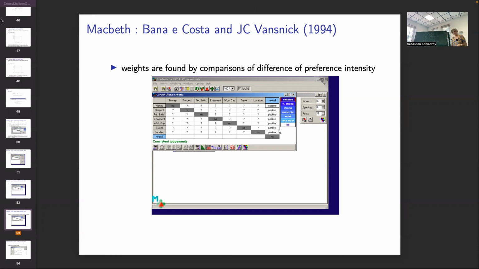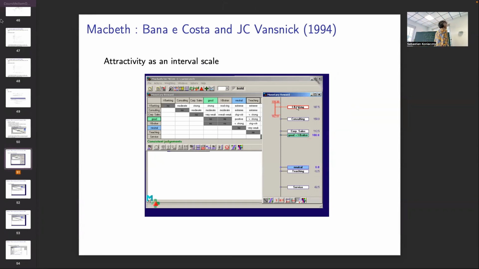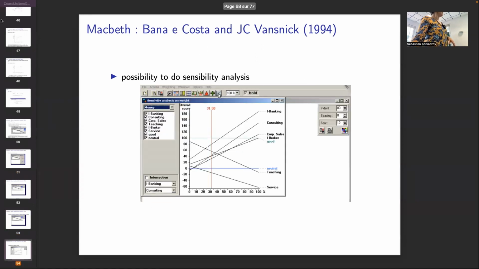And they can also, if you give some inconsistent answers, help you change your answers in order to have something which fits the model. And you can also have sensitivity analysis.